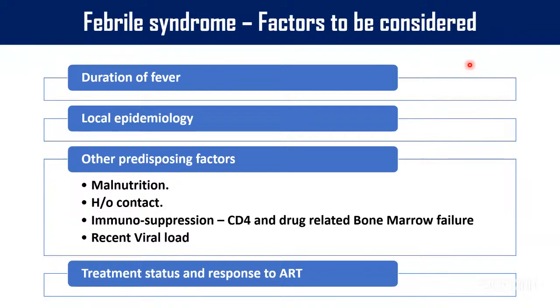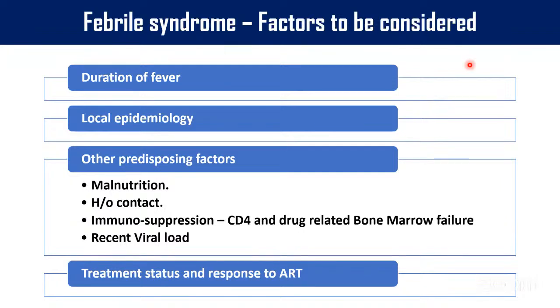Other factors like, is this child malnourished, or is there a history of contact in the family, immunosuppression, what is the CD4? Sometimes the CD4 will be low, and that will be compounded with a bone marrow failure. There may be pancytopenia, febrile neutropenia. This bone marrow failure could be drug related, could be HIV related. We don't know which. We have seen zidovudine-induced bone marrow failure. You need to consider CD4 may be still good, but your bone marrow may be failing. Your neutrophils are low. You need to consider that.